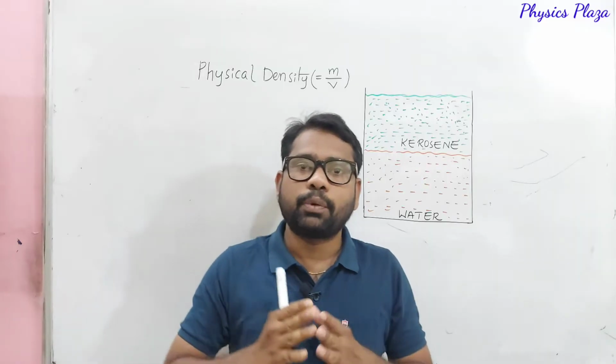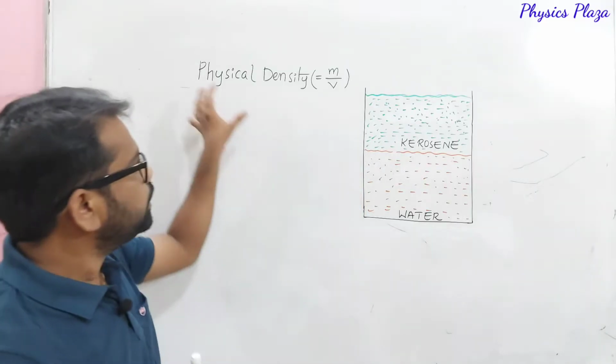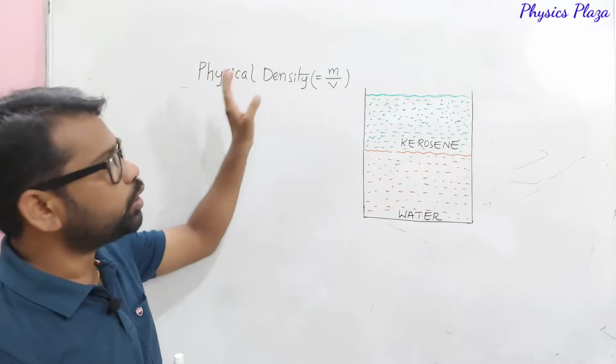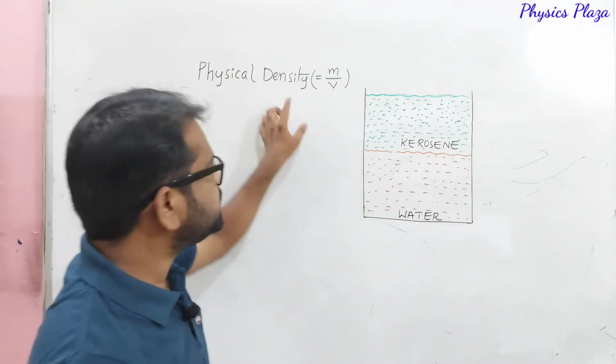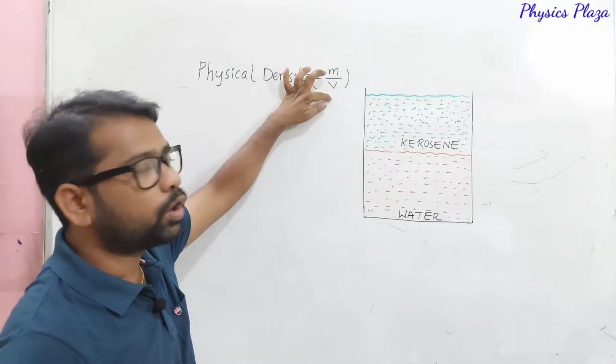Whatever we are talking about density, children, that is purely physical density. It is also called mass density. How can you define this physical density? It is defined as mass per volume.